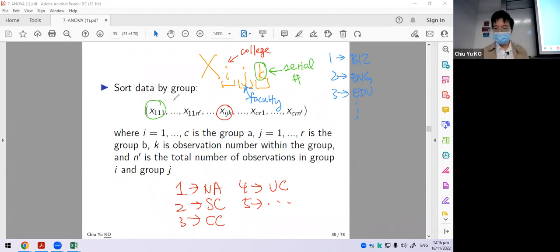If you have, for example, X223, this is the third observation you get for the student who is in the SAW College and is in engineering. Is that clear? What the setup is? Okay, and I'll talk about the model after the break. I hope this is clear.